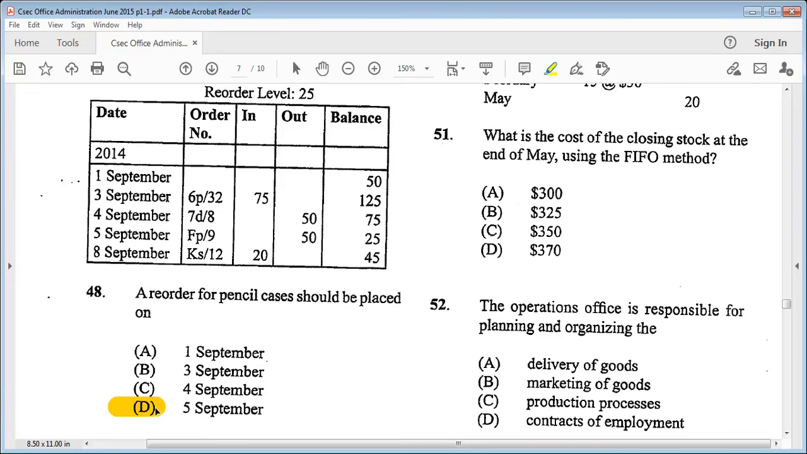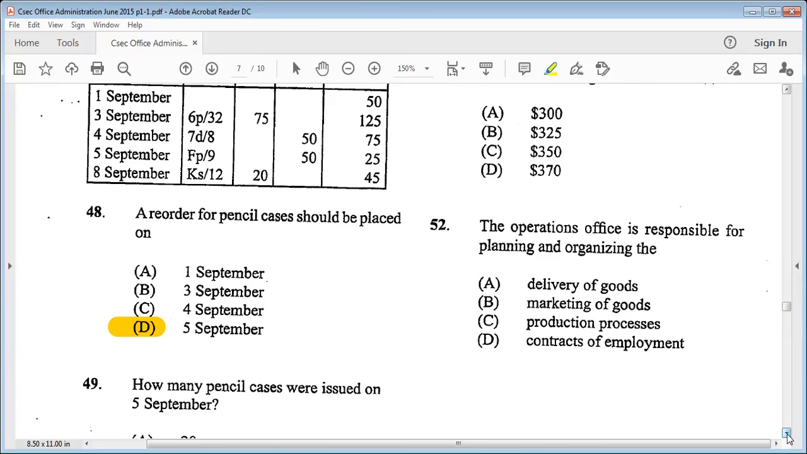D. So let's go on. Did I say D? C? Sorry. So 50 went out. So 50 from 75 would have left 25. Right. So let's go on.